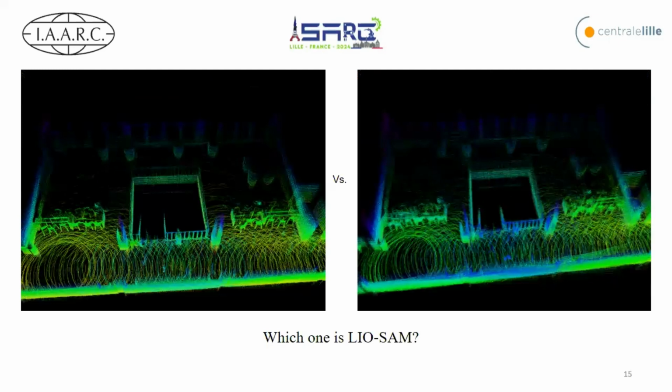Then the question: which one is ours? Which is LeoSam? Left is LeoSam, are you sure? No. Okay, as you can see, it is ours. You can see a much clearer guardrail plus the chair leg, right, versus blurry images again, and shaking. So that's the main reason: our feature extraction and use of surface normals works much better than LeoSam.